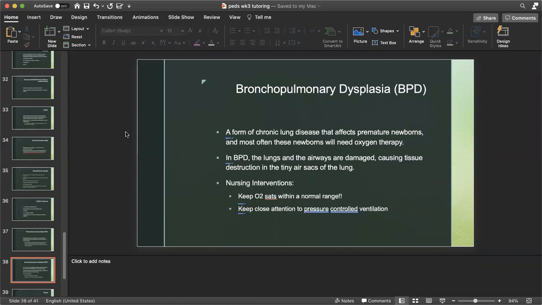So BPD, or bronchopulmonary dysplasia, is a form of chronic lung disease that affects premature newborns, and most often these newborns will need oxygen therapy. In BPD, the lungs and the airways are damaged, causing tissue destruction in the tiny air sacs of the lung. The biggest thing you need to remember for BPD is to keep the O2 sats within normal range for however old they are, and pay close attention to pressure-controlled ventilation. So that's the main thing. Just know a general idea of what it is and what you need to be doing as a nurse if your infant has BPD.